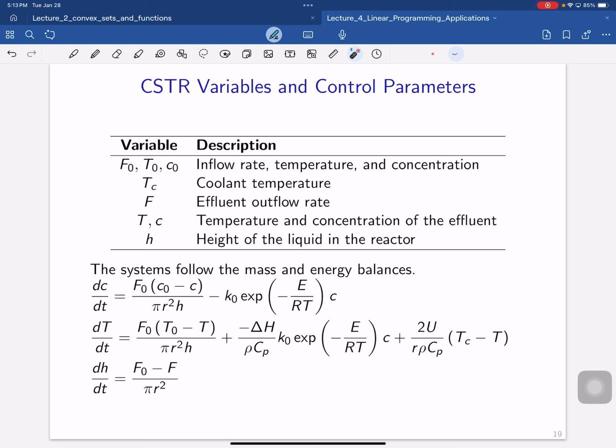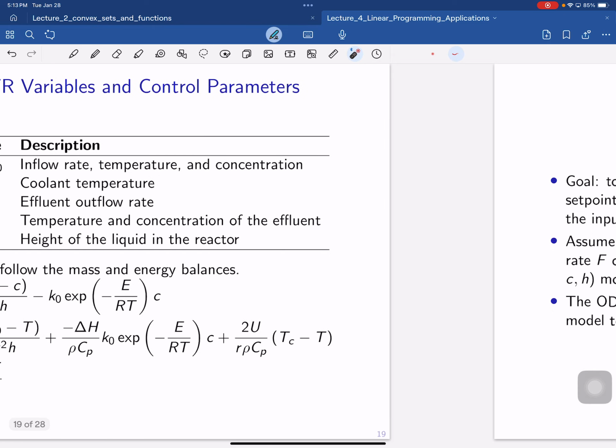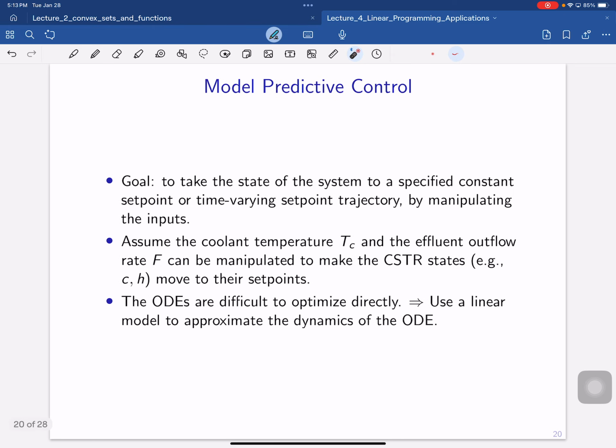As you can see, ideally, one would like to optimize this ODE system to decide what to input to the reactor. The goal here is to take the state of the system to a constant set point or time-varying set point trajectory by optimizing the input. Usually you want this reactor to operate at steady state. You don't want flows to change too much, and you don't want the height of the reactor or the temperature to change too much.